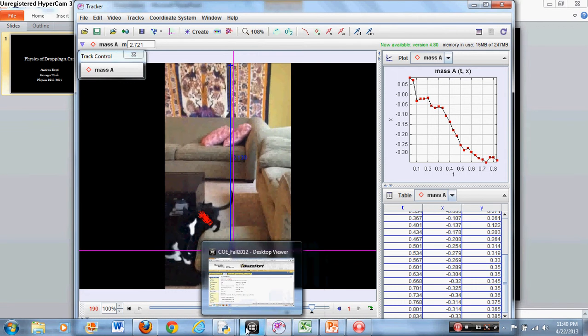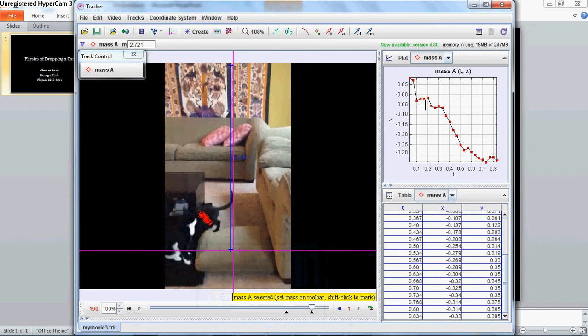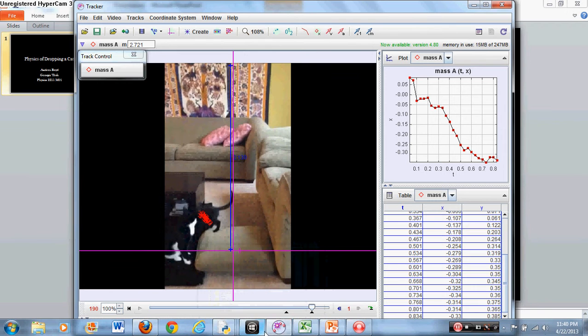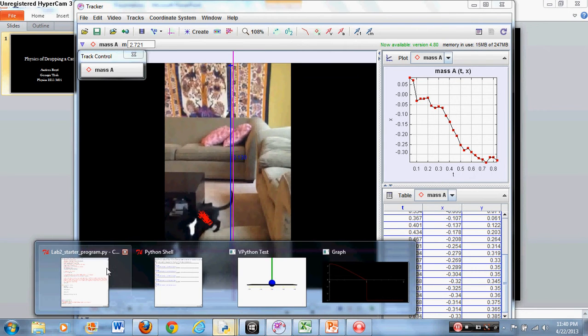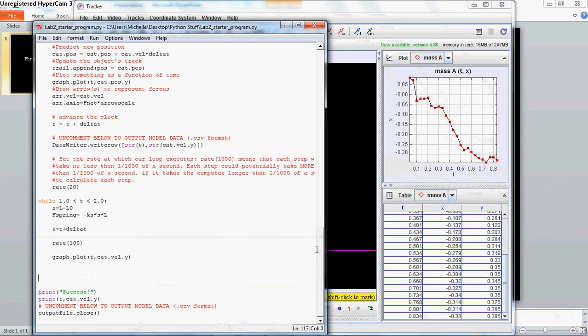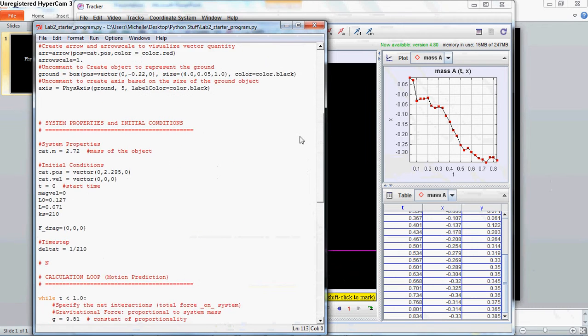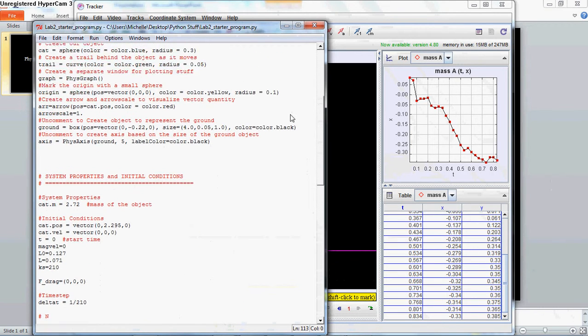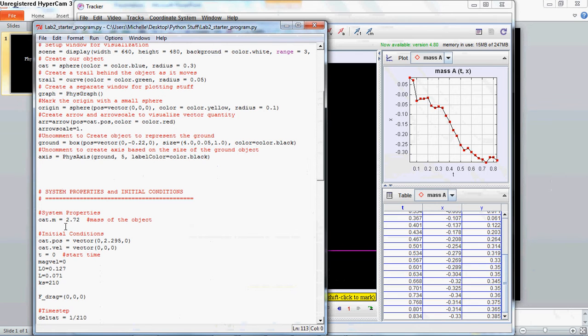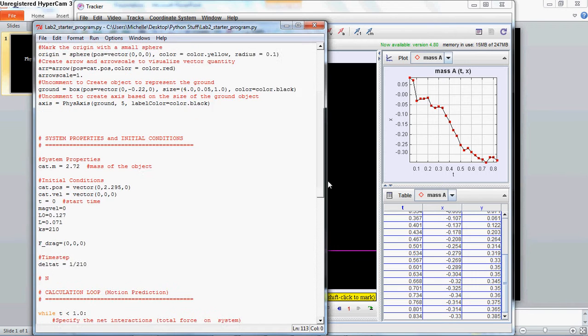Here is Tracker, which I used to analyze the data, and then I put this code into my VPython program. Initially we had the mass of the cat, which was roughly 6 pounds, or about 2.72 kilograms.